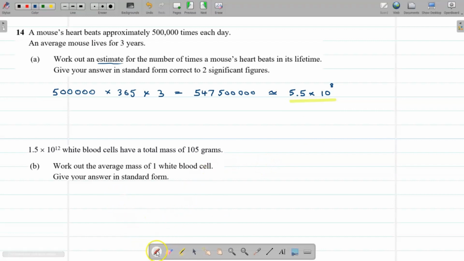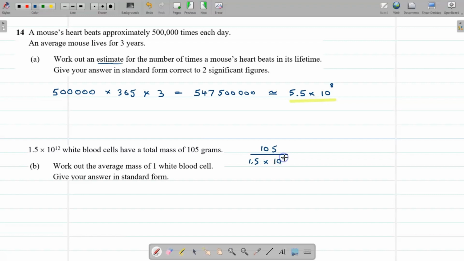And in the second question, it's a division. We've got 105 grams, and we've got to divide that by the mass of a single white blood cell. It's a very small number. It's going to be 1.5 times 10 to the 12 there.